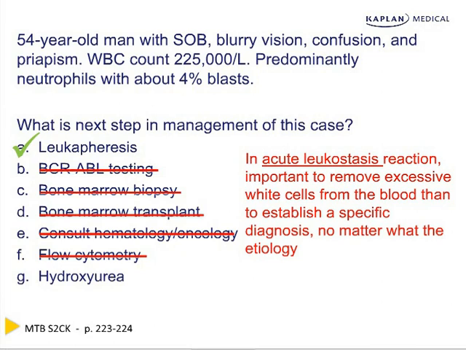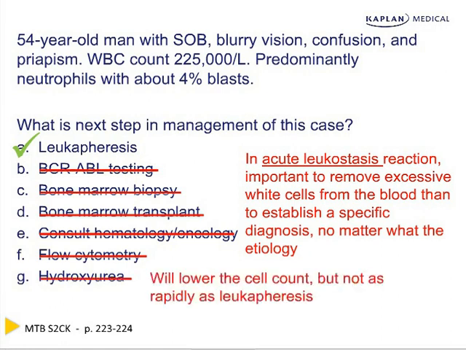With a plasmapheresis machine, you simply put it in a centrifuge and you can convert it to taking off the white cells. So it's like plasmapheresis. Matter of fact, you can use the same machine, but you take off white cells, so it becomes leukapheresis. Hydroxyurea does help and will help lower the cell count, but not as rapidly as leukapheresis.